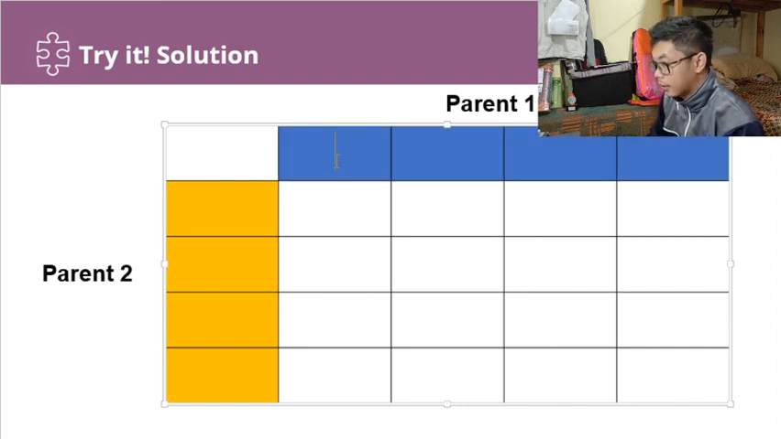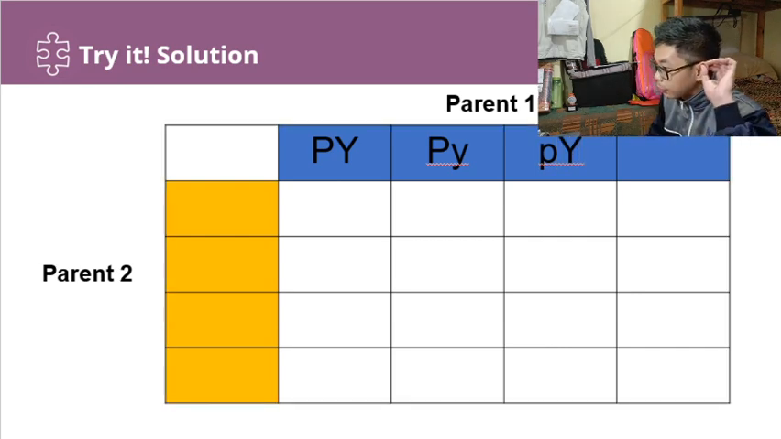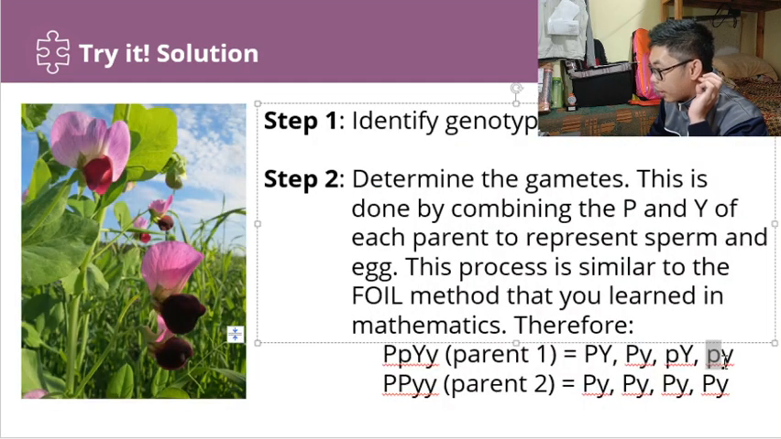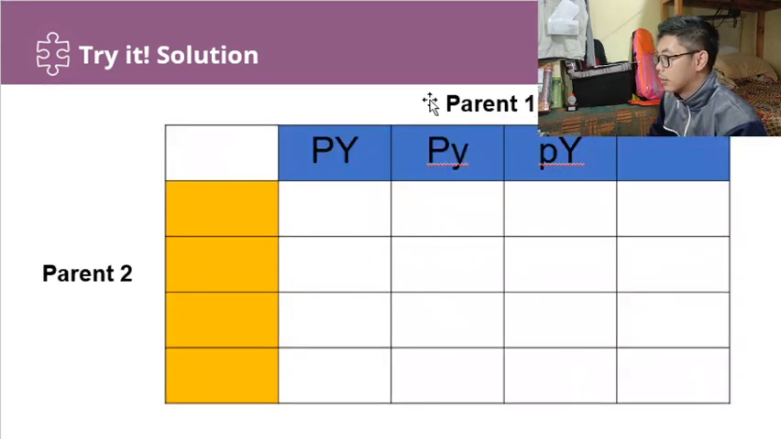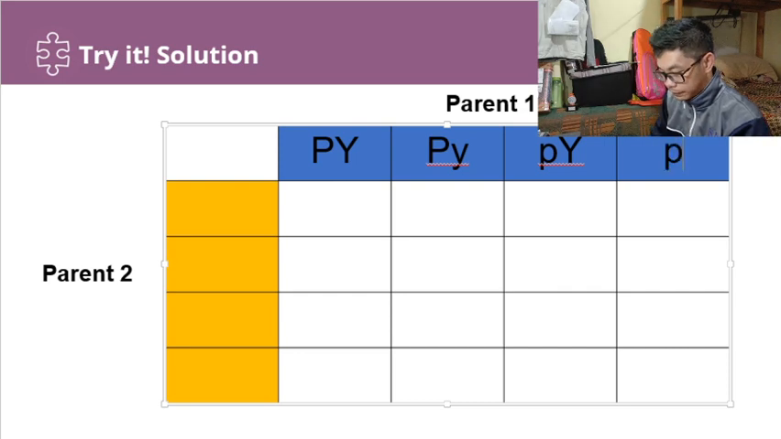Alright. Capital P, capital Y. Ano yung isa? Capital P, small y. Small p, capital y. Tapos, ano yung dulo? Kalimutan ko. Wait lang. Balikan natin. Ito. Small p, small y. So, ito po lahat. Nilagay ko po dito sa blue. So, small p, small y.